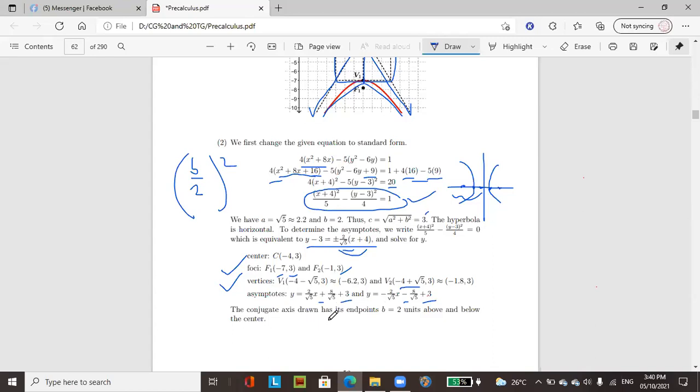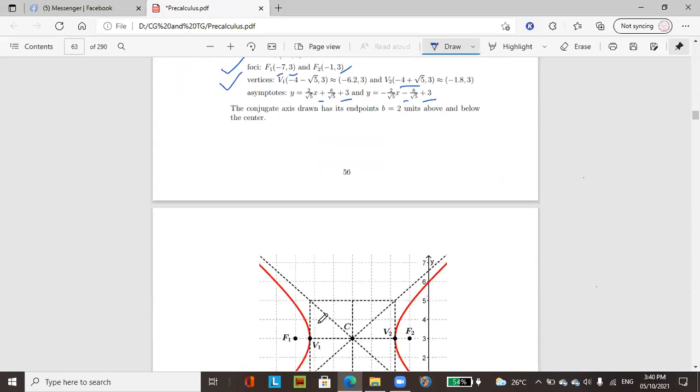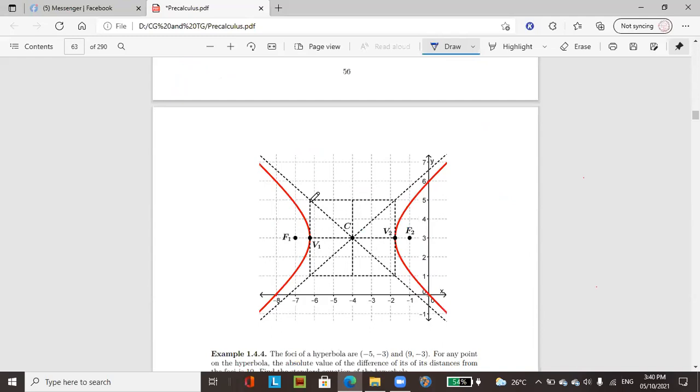So the conjugate axis drawn has its endpoints B is equal to 2 units above and below the center. So therefore, if we are going to sketch the graph of the hyperbola, ingon ani na dayon yung forma. Again, this is the transverse axis. This is the conjugate axis. And then the auxiliary rectangle. And then the asymptotes. And of course, the hyperbola.